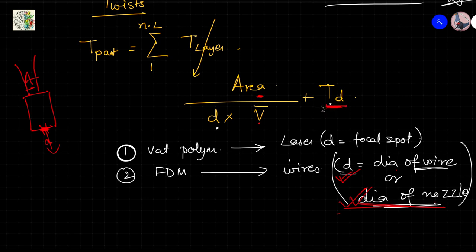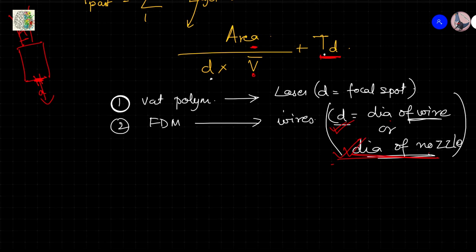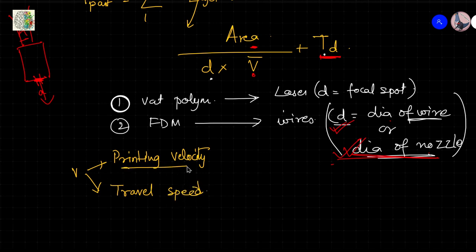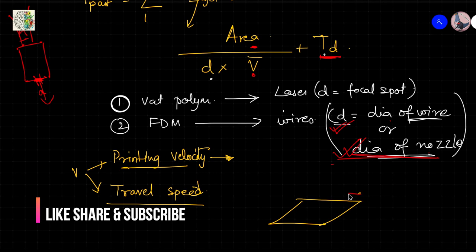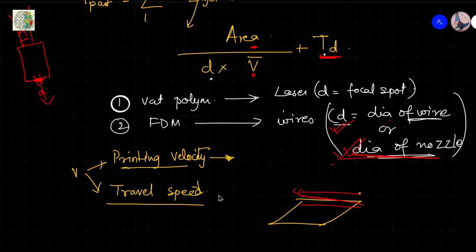Sometimes this velocity can be given to you in two different types, which I discussed while telling you the parameters. One is your printing velocity, and the second type is your travel speed, or travel velocity. When it is being printed, that is called printing velocity. But suppose this is the square that has to be printed. Your nozzle will start from here and print from here to here. Then it will come back to here and again it will print. It will not print while coming back. That is called travel speed. So sometimes they will give you both printing velocity and travel speed.